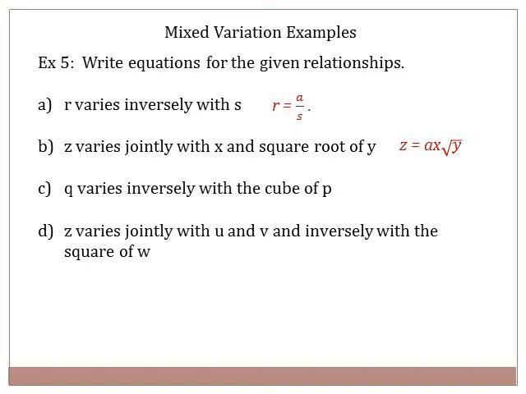Q varies inversely with the cube of p. And yes, you're going to have to cube the p. Don't just write the p there. And then the last one, z varies jointly with u and v and inversely with the square of w. Yes, it happens. You can do both. So we're going to multiply by u and v, and we're going to divide by w squared, and make sure you have that constant of variation.